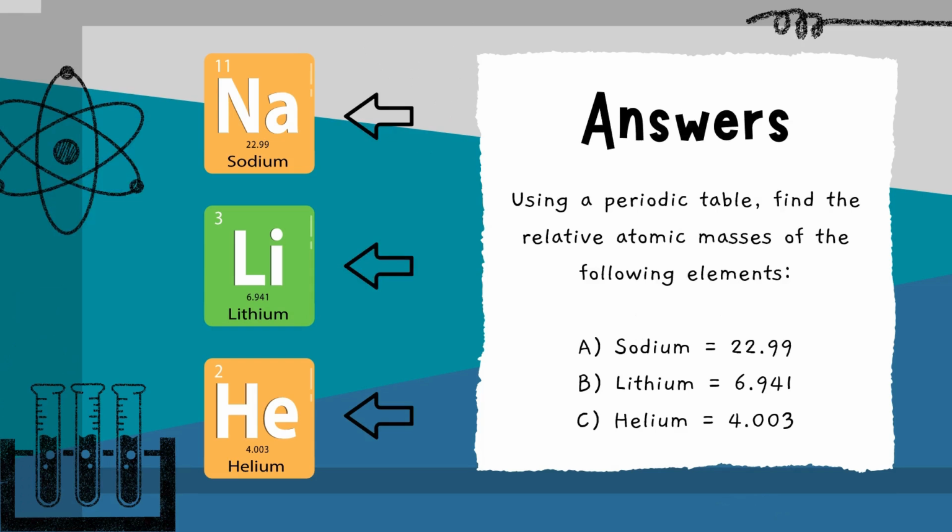For sodium, it is 22.99. You can see from here, and also you can write it as 23 as well, a whole number. For lithium, it is 6.941, or you can write 7 as well. For helium, it is 4.003, or you can write 4 as well. Either this or this, both will be correct.